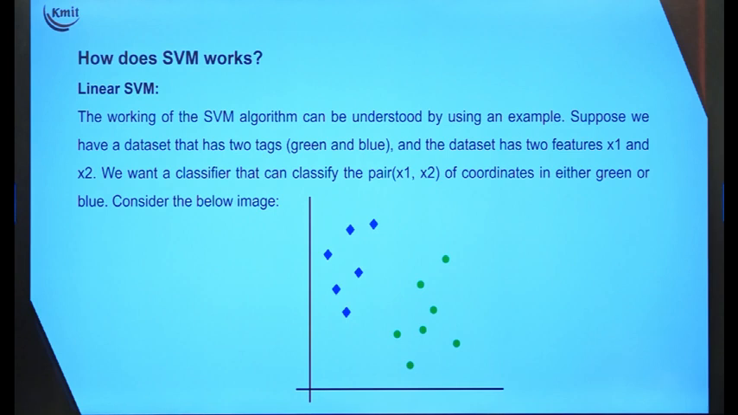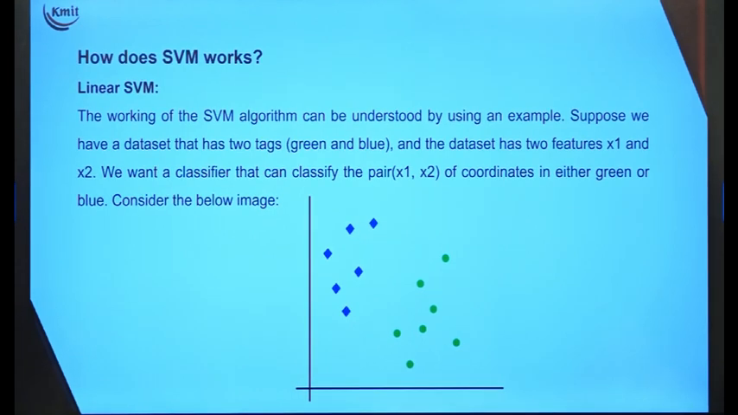Okay, now let's see how SVM works. So the working of the support vector machine algorithm can be understood by this particular example. Okay, now we have a data set with two tags, one is green, one is blue. Okay, blue squares and green dots. Now the data set has these two features, x1 and x2. Let's say x1 is green dots, x2 is blue squares. Okay, now we want our classifier that can classify x1 and x2 coordinates by drawing a simple line.